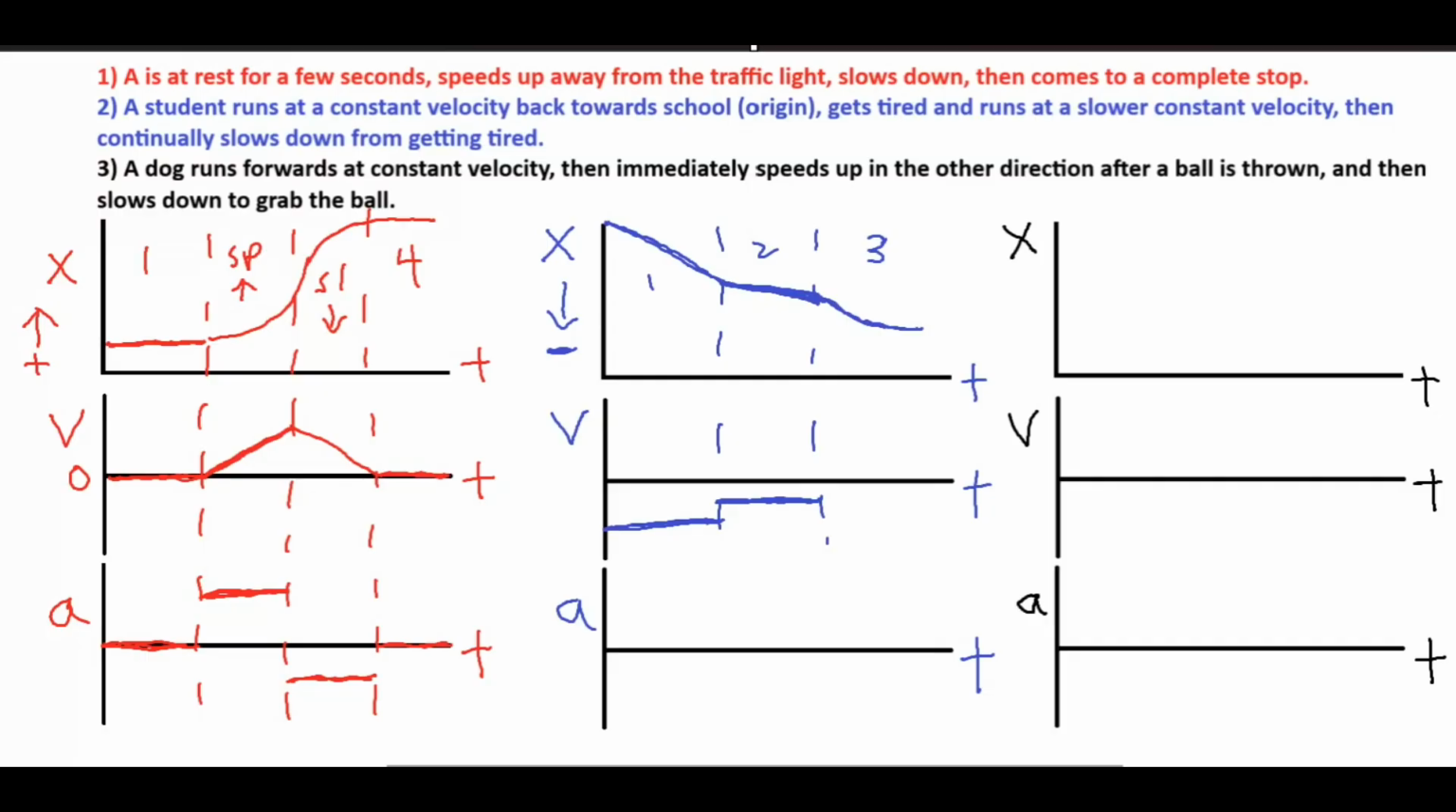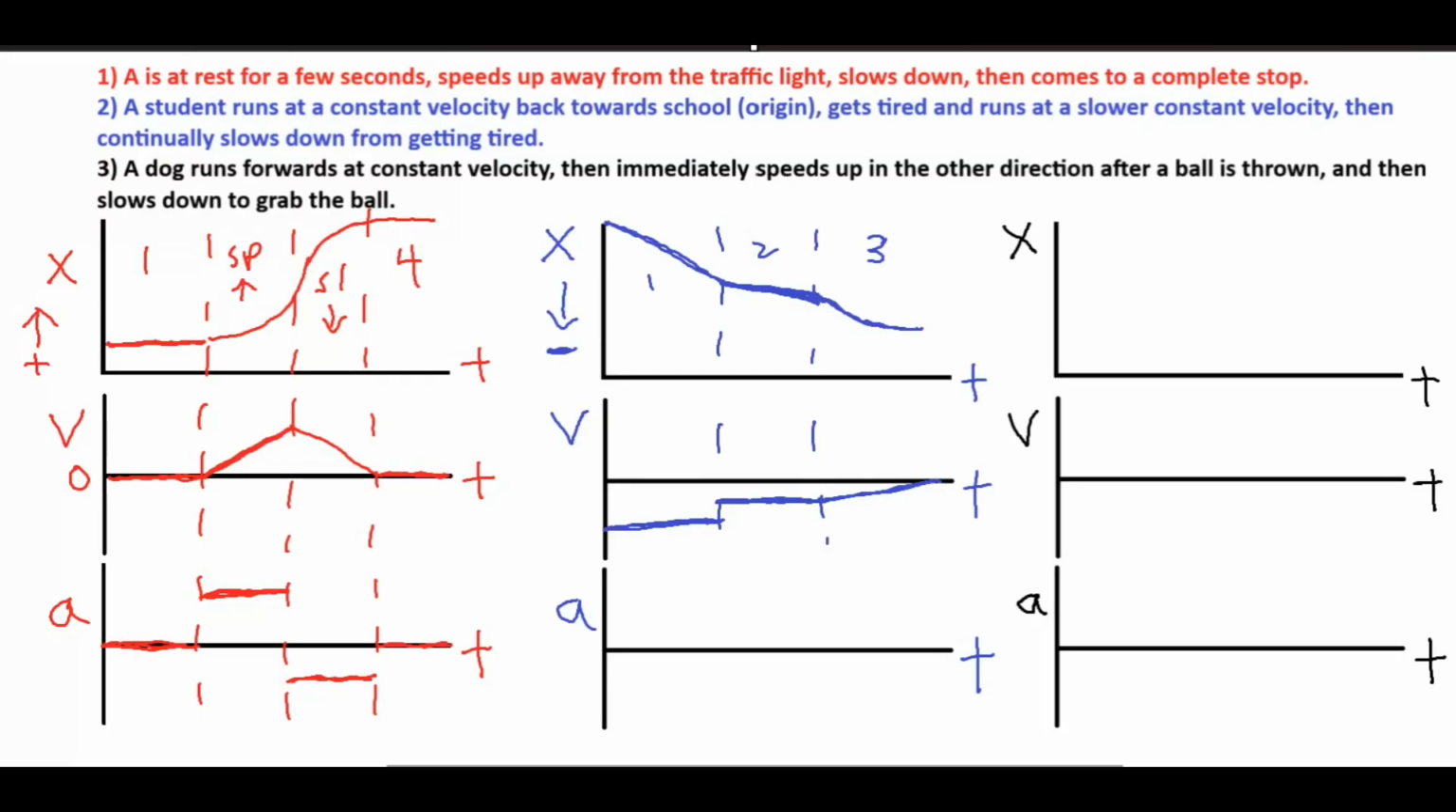And then it says it continually slows down. So this one is going to be more gradual. If it's slowing down, remember we're slanting it towards 0. Okay, we're not looking at if it's a positive or negative slope, slanting it towards 0 for slowing down and away from 0 for speeding up.